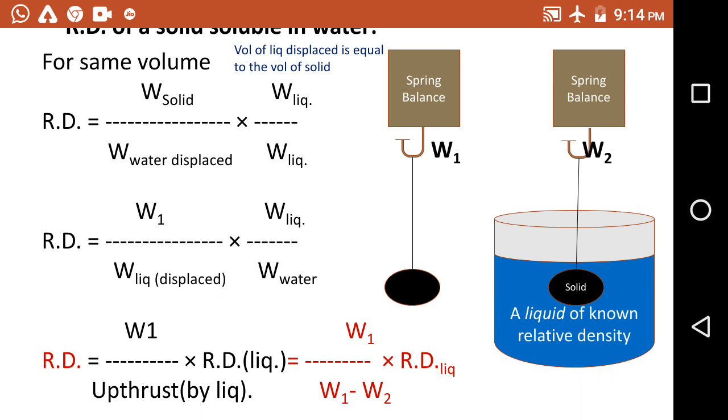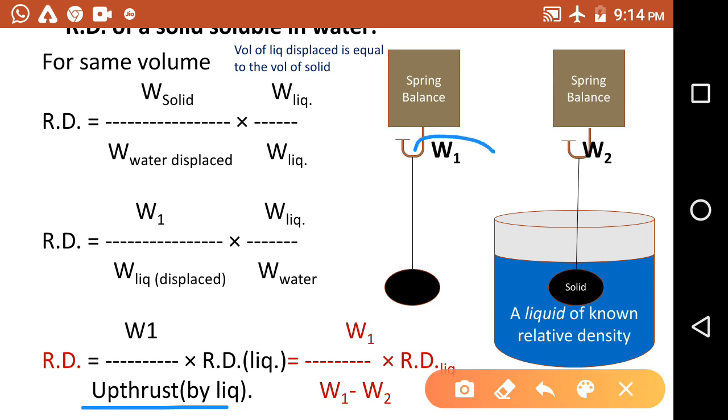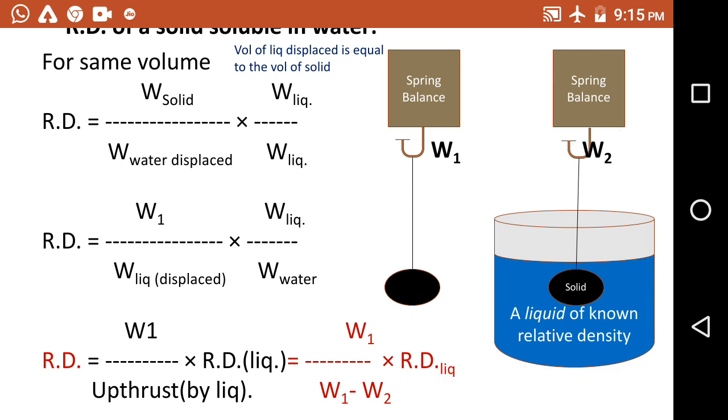So here the upthrust means the loss in weight, and we have the original weight, and whenever the solid is taken inside the liquid, we have the weight after some loss in weight. So the loss in weight is obtained by subtracting those two values, W1 minus W2. This one is the final formula.